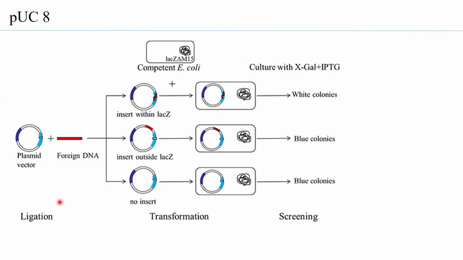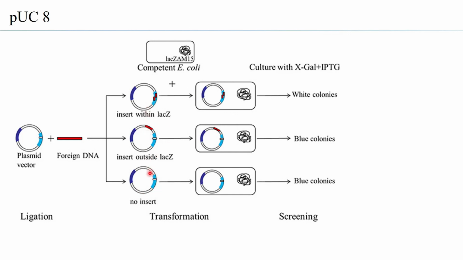So to get an overall summary of how to use pUC8, when pUC8 is inserted with a foreign DNA, there are three possibilities. One is that the insert is within the lacZ prime. So therefore, the lacZ prime will be disrupted. There will be insertional inactivation. In the second case, the insert is not within the lacZ prime, but outside it. So here you will not find that the lacZ is inactivated. Or you can have self-ligation of the plasmid vector happening, where no gene of interest is taken up and you have the lacZ prime again intact.